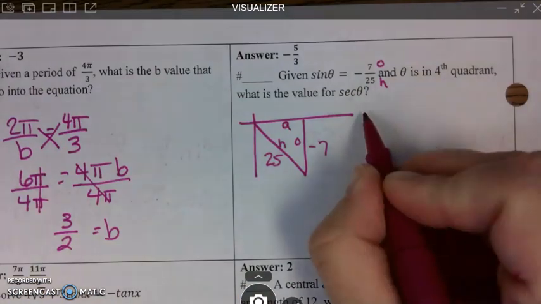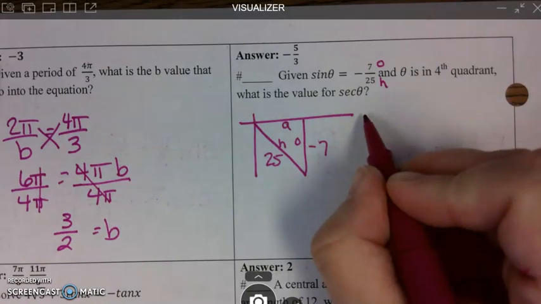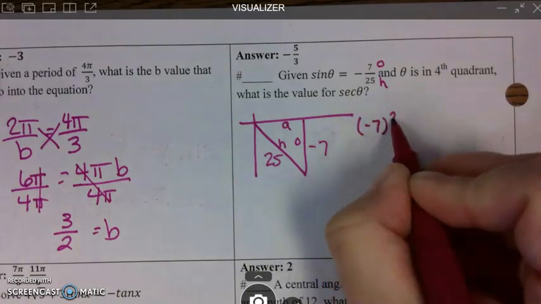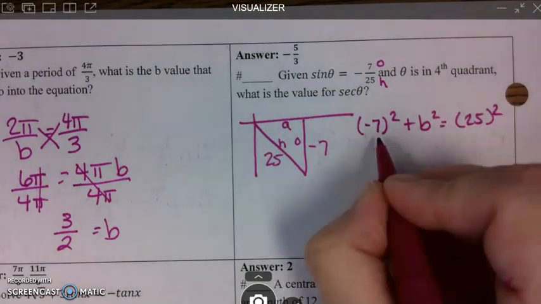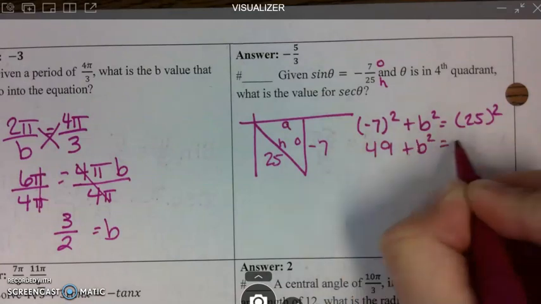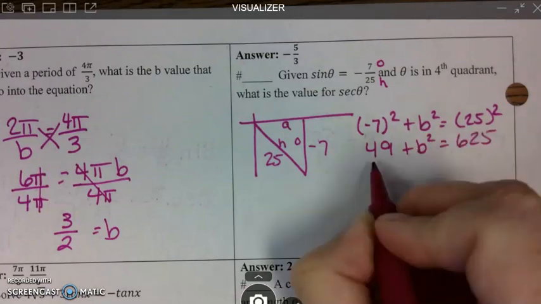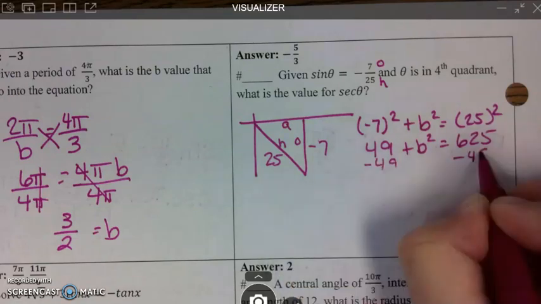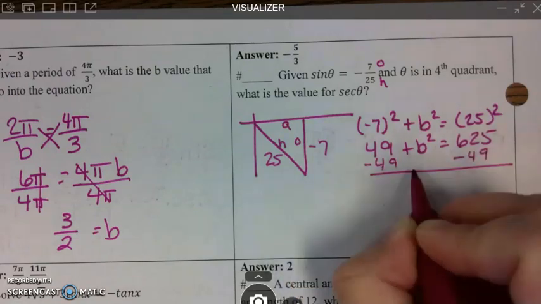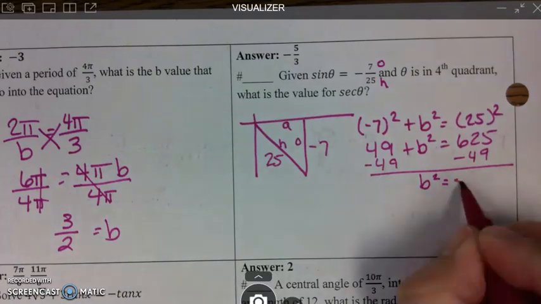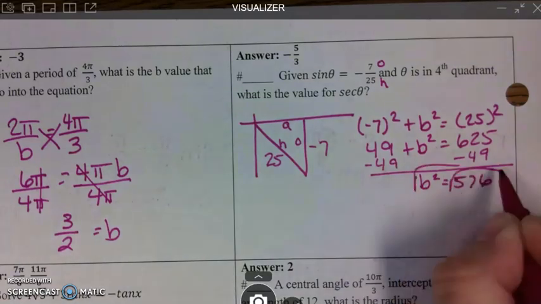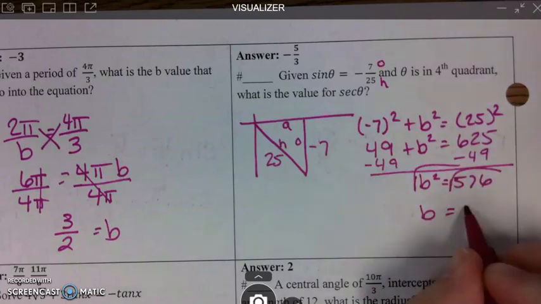Pythagorean theorem: negative 7 squared plus b squared equals 25 squared. So that's 49 plus b squared equals 625. Subtract 49 on both sides. So b squared equals 625 minus 49, which is 576. And now we square root both sides, and that answer is 24.